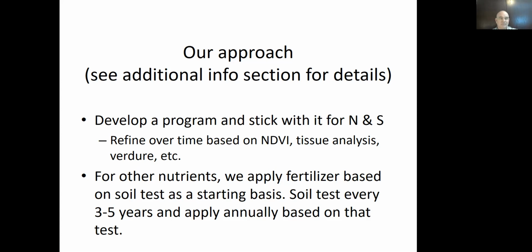Now, I get asked all the time, okay, fine, all that's great and good, but what's your approach? How do you actually do that? Well, what I do is I get a good program for nitrogen and sulfur. I do refine it over time based on NDVI. So NDVI is normalized difference vegetative index, which is sort of a greenness indicator, a plant health indicator. We will get that from satellite imagery, drones. I even have handheld units that I use. Most people don't have that, and so honestly, you don't really need to do that. But you should be able to use tissue analysis and verdure, which is color. And so I look at that stuff, and that kind of helps me fine tune this thing over time.